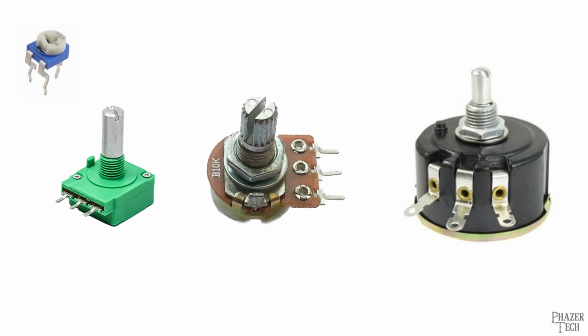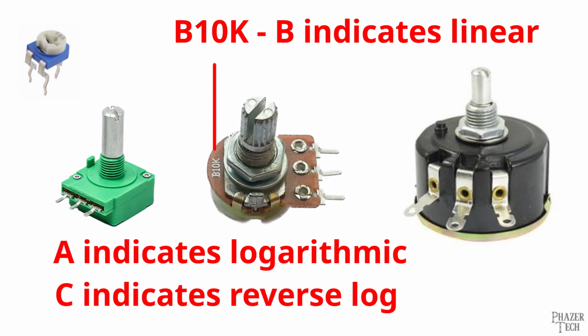Now, just like resistors, pots also come in different sizes and power ratings. So keep this in mind when working on projects that use a lot of power. Pots also come in different tapers, including linear, logarithmic, and reverse log. All the taper does is modify how quickly the wiper changes the ratio between two resistors.